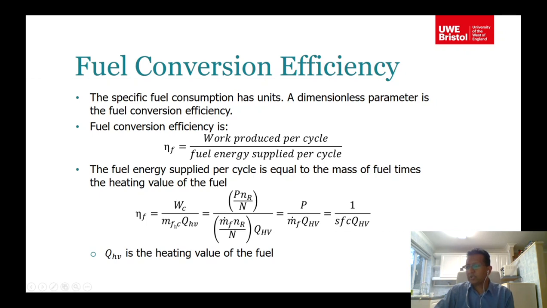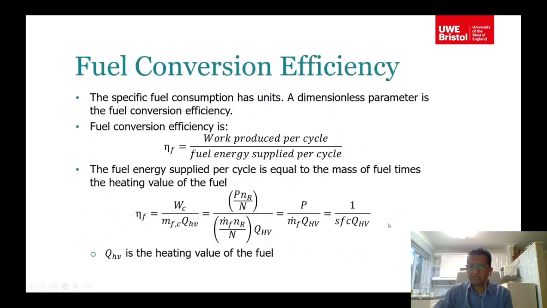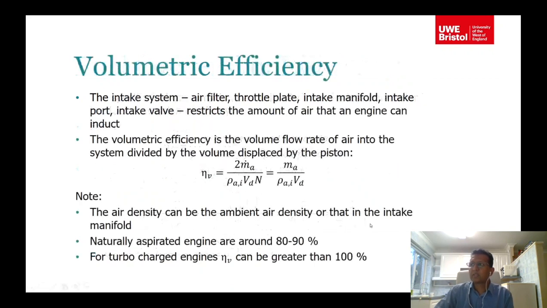So that would usually be eta equal to 1 over specific fuel consumption times QHV. Then you have what you call the volumetric efficiency. Volumetric efficiency, you know what it is: 2 m dot a divided by rho V_d N for 4-stroke. We have done that before, so I'm going to go through this very quickly. For naturally aspirated engines, we know that the volumetric efficiency would be between 80 and 90%, and for turbocharged engines, it can be greater than 100%.